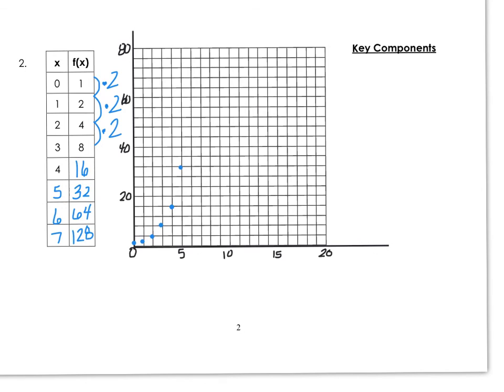But I can see already that this is not going to be able to be connected with a straight edge. I don't have a linear relationship here. There was something different that was shown in the table. I didn't add each time, I multiplied by 2. So that shows me that this is a different function.